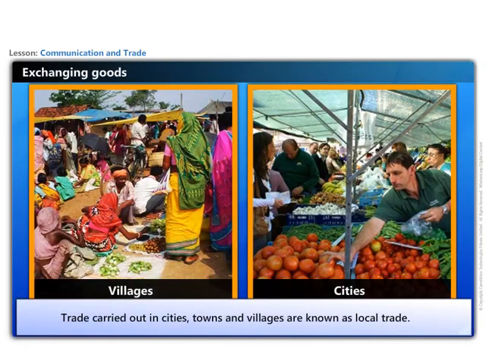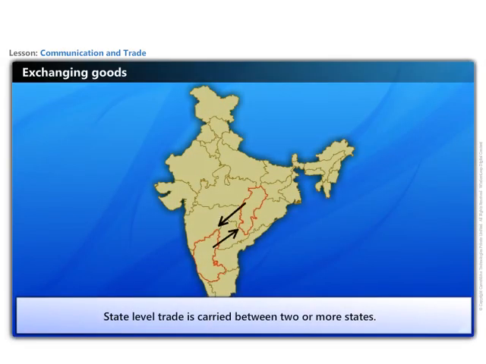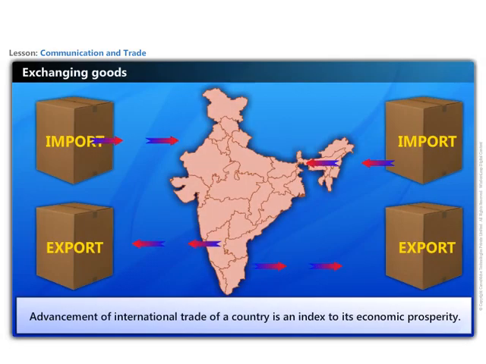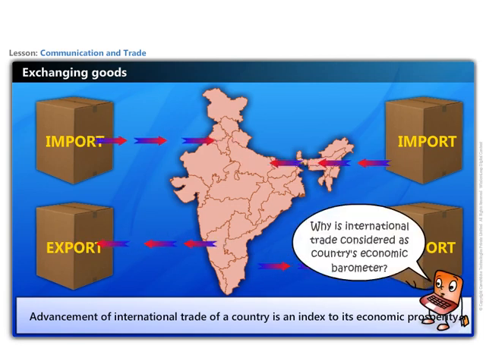Trade carried out in cities, towns and villages are known as local trade. State-level trade is carried between two or more states. Trade between two countries is called international trade. Advancement of international trade of a country is an index to its economic prosperity. It is considered as India's economic barometer. Why is international trade considered as country's economic barometer?